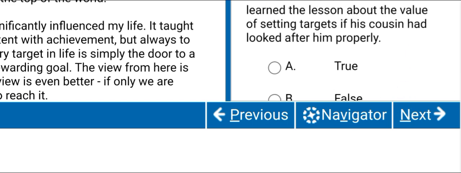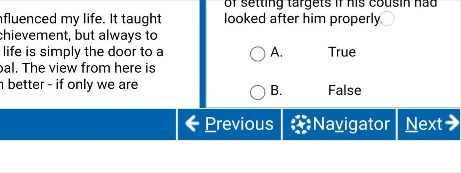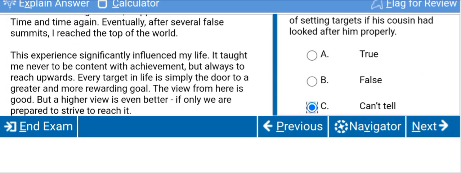The statement that is given here, the author would never have learned the lesson about the value of setting targets if his cousin had looked after him properly, is the statement that we can't tell about. So we select option C as the right option.